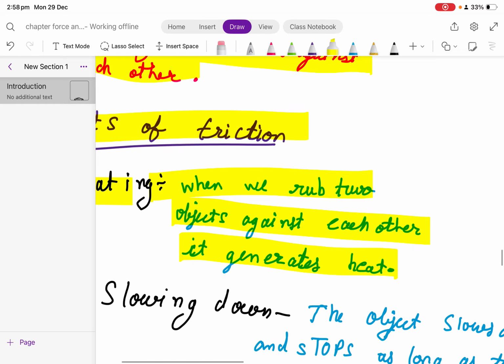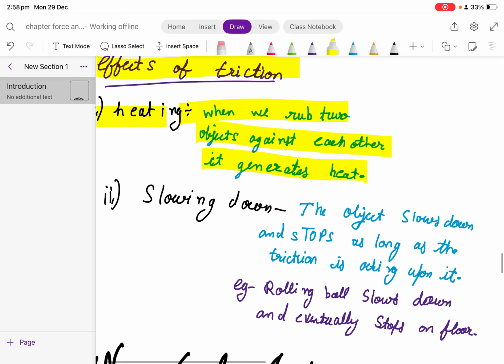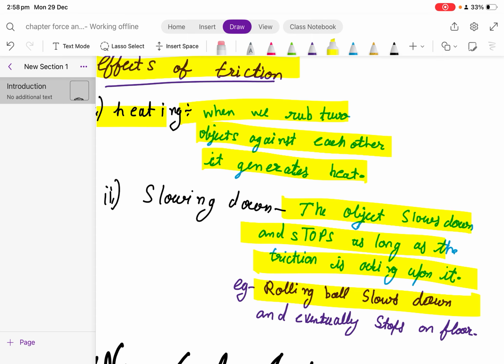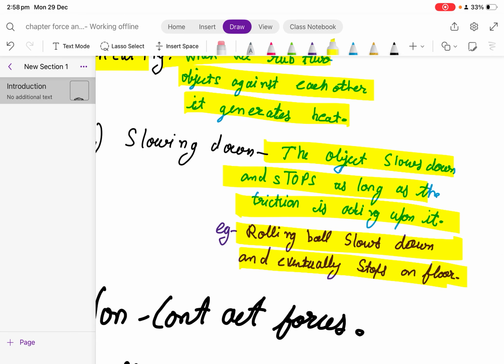The second effect we'll be discussing is slowing down. Slowing down is an effect of friction. The object slows down and stops as long as friction is acting upon it. Like a rolling ball: when you roll the ball, it eventually slows down and stops on the floor. That's because of friction. If somebody asks you, you will tell them loudly that it's because of friction.